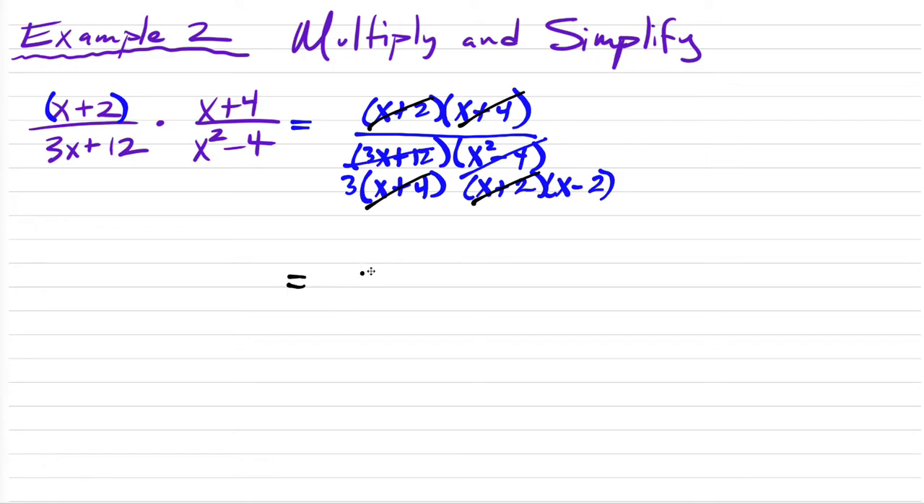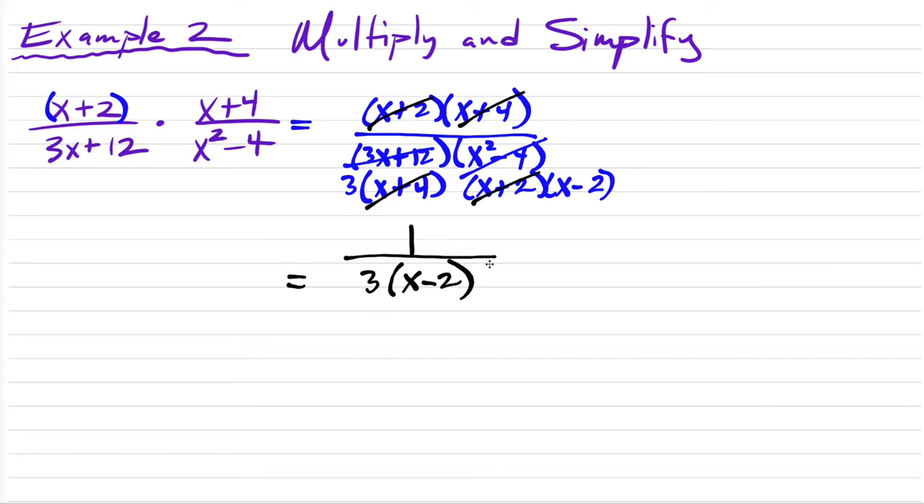How about this? Would the answer be this? No. What did I write wrong? So if nothing is left on the top, you have to write a 1. That was a bad line. Let's redo that one. Correct. To signify or show something's on the bottom, you have to put it on the bottom of a fraction.